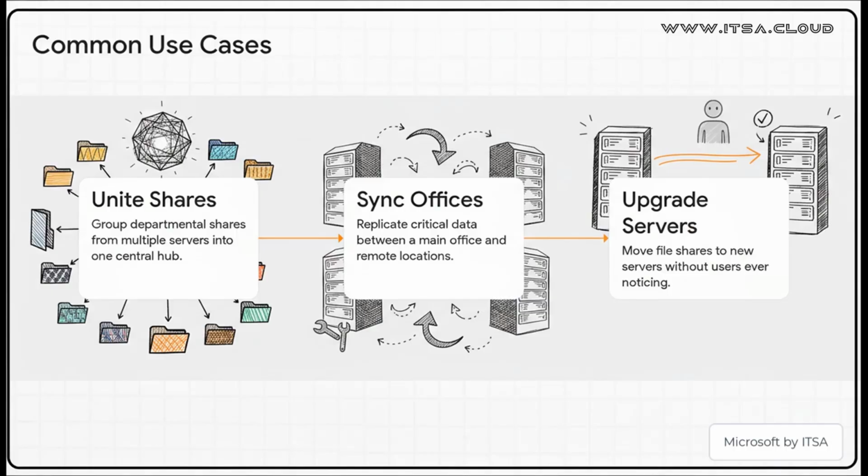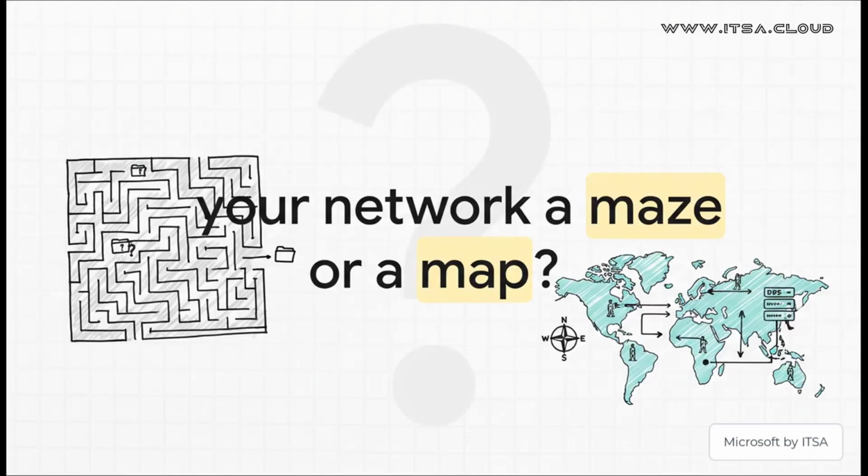Simple. Second, syncing branch offices. DFS replication is absolutely perfect for making sure the team in a remote office has fast, local access to the exact same critical files as headquarters. And third, those server upgrades that everyone dreads, they become completely invisible to your users. IT can perform major back-end surgery, and not a single person will call the help desk about a broken drive mapping.